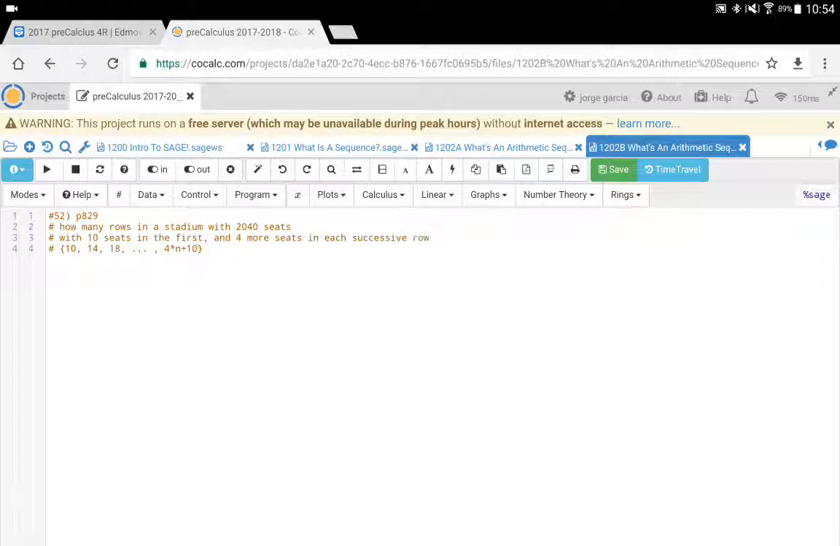So that sum is 2040. In fact, let's write that. The sum as n goes from 0 to some big N: 10 plus 14 plus 18 plus dot dot dot plus the last term, 4 times big N plus 10, whatever number you stop at. That's got to equal 2040.